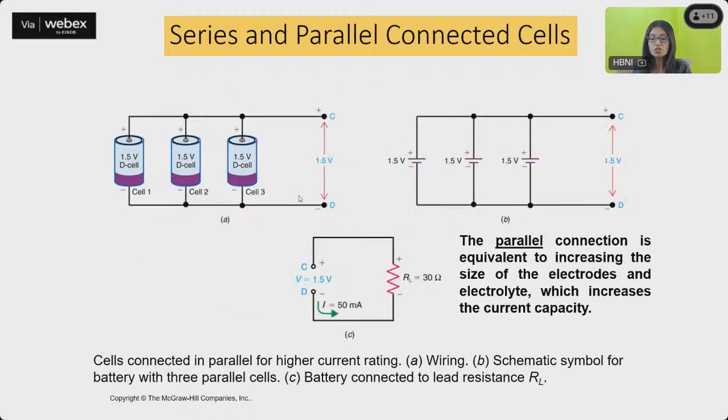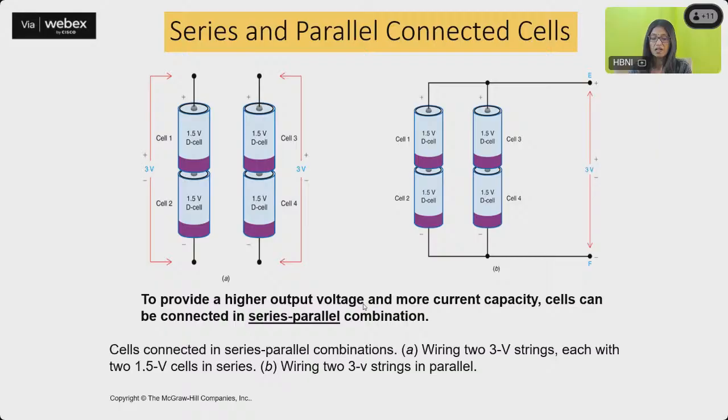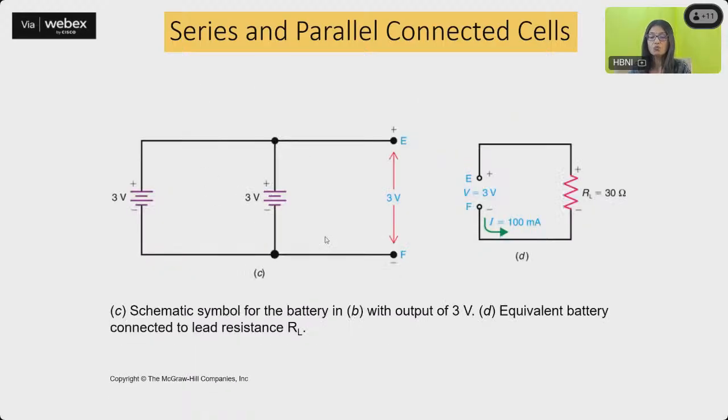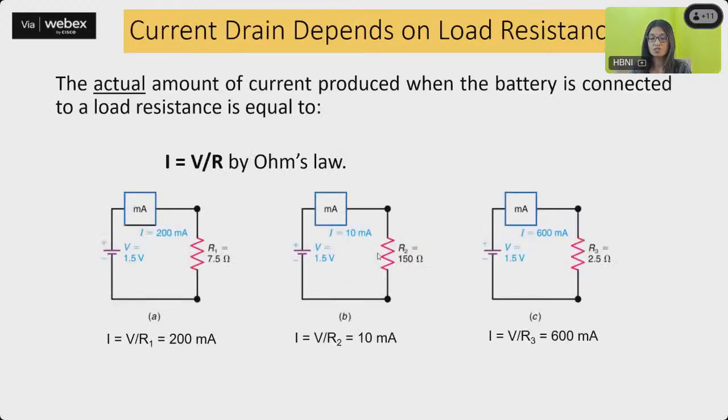Okay, so if you want the same voltage, 1.5 volt, but you want a higher current output, in that particular case, you are going to connect all these particular cells parallel to each other, and you will get a higher current, as you can see over here. So to provide a higher output voltage and more current capacity, cells are generally connected in series and parallel connection. So this is generally how we show, whenever we talk about batteries and cells, the circuit diagram for a battery connected in parallel, and this is the entire circuit diagram when an external load is applied.